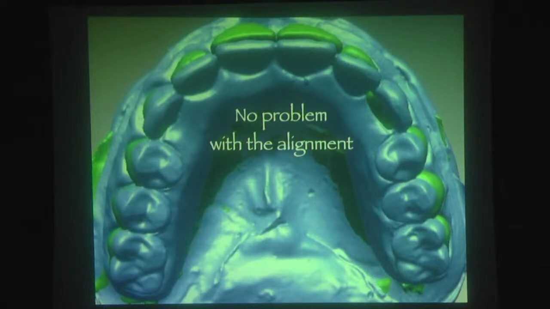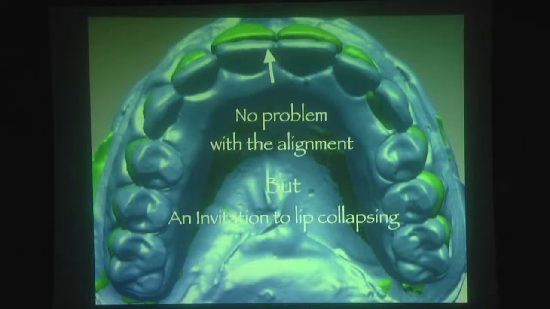I made the diagnostic wax-up prosthesis and scanned it again and matched it with the initial scanning. And I saw that it is a little bit on the retrusive side, okay? And the patient has a very big lip, and if I align the teeth like that, I'm going to face a very big problem. The implants will be healthy, but the patient will not be happy. So there is no problem with the alignment, but it is an invitation to lip collapsing.